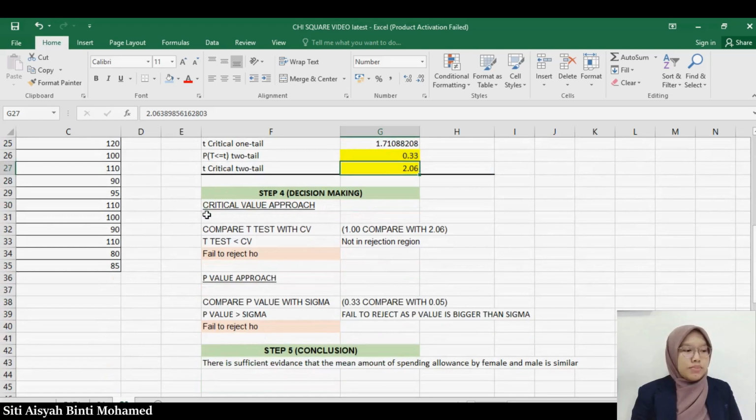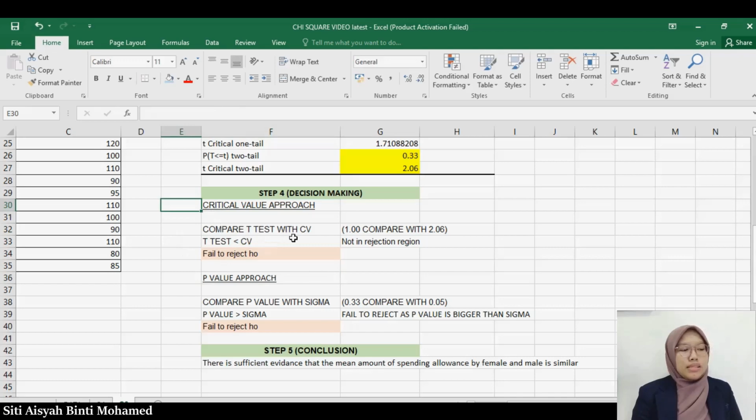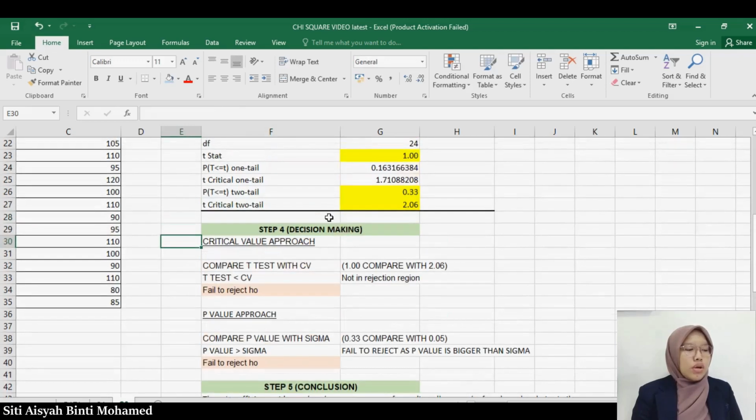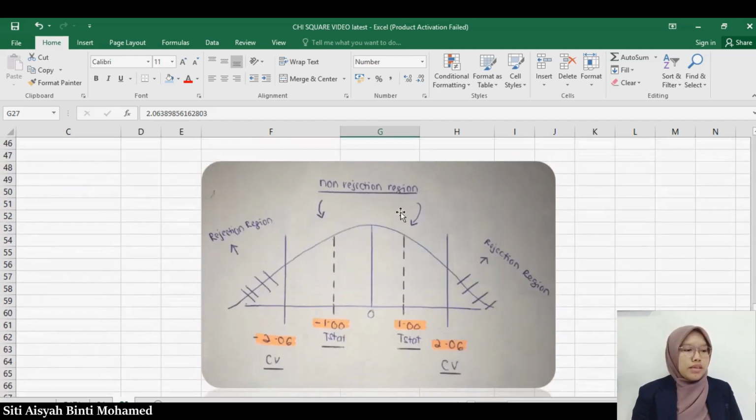Under this decision making, there are 2 approaches: the first is the critical value approach and the second is the p-value approach. For the critical value approach, we need to compare the t-stat with the critical value. Our t-stat here is 1 and the critical value is 2.06, which means the t-stat is less than the critical value. In order to know whether we fail to reject H0 or not, we need to draw the bell curve graph. So we have provided the bell curve graph over here.